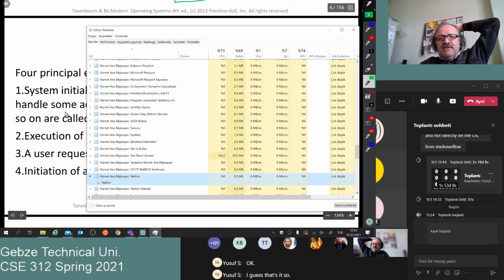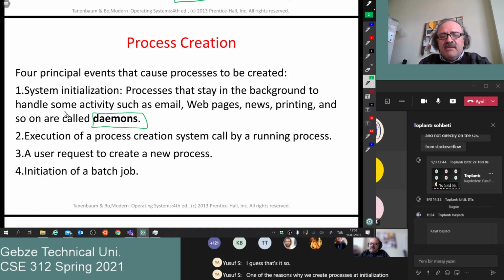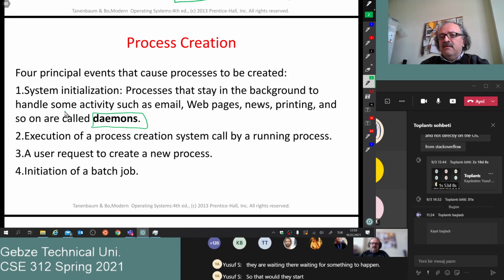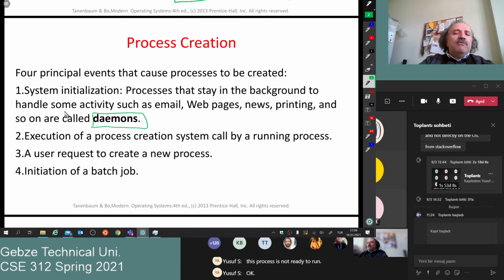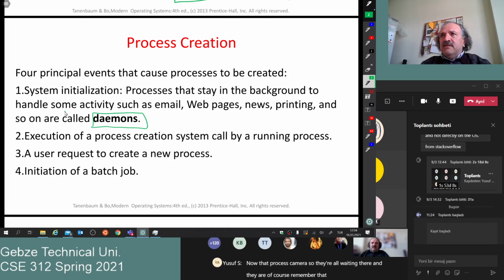So one of the reasons why we create processes is at initialization. These kinds of daemons are created, and they are blocked, waiting for something to happen. So when would they start running again? An interrupt has to happen. For example, that TCP/IP server: I received some data over the network. It caused an interrupt. The interrupt is handled, and the data is ready now. Who is waiting for that data? That TCP/IP server is waiting for that data. So the operating system says, okay, this process is now ready to run. Now that process can run. So they are all waiting there, and remember that although they are not using much CPU because they are blocked, they are definitely using some memory, and memory is a very valuable resource.